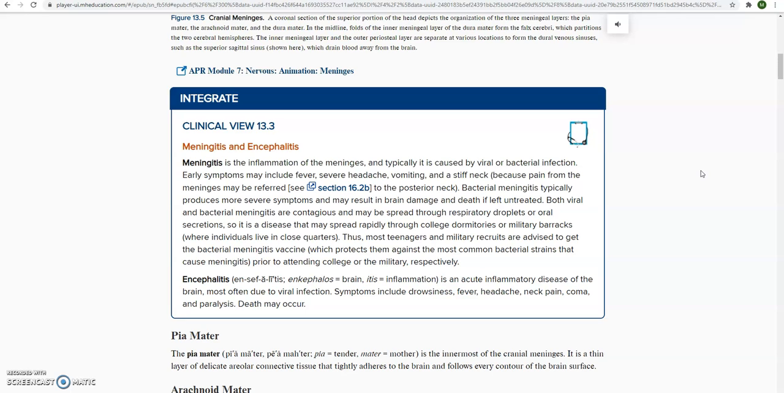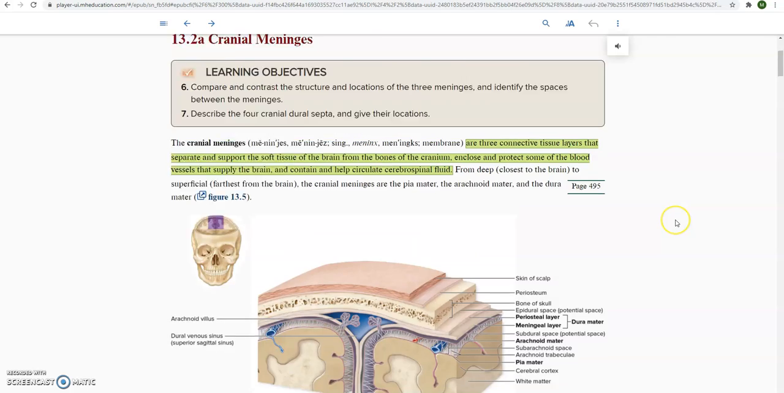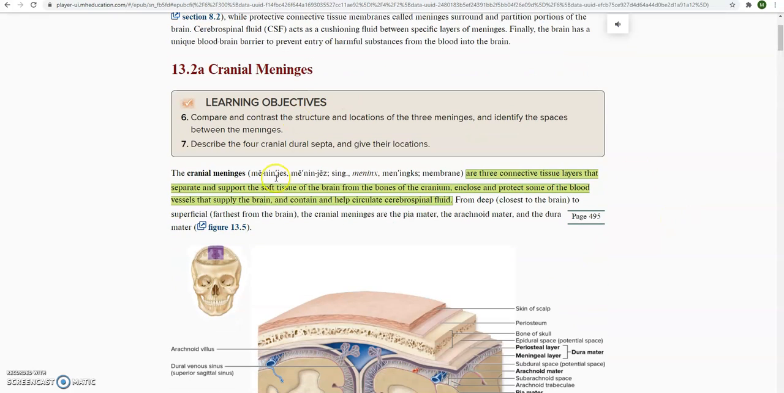So that is our meningitis. That is our little practical application to learning about the meninges: you can better understand meningitis, where that inflammation is, and what kind of symptoms you get with it.